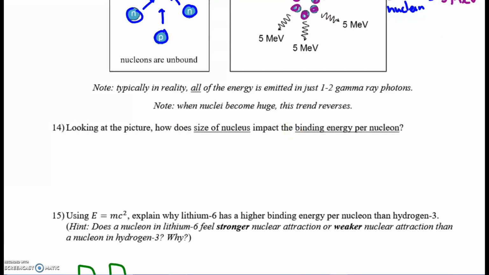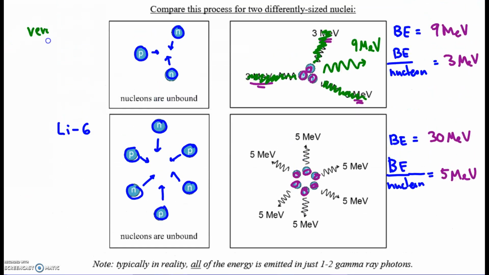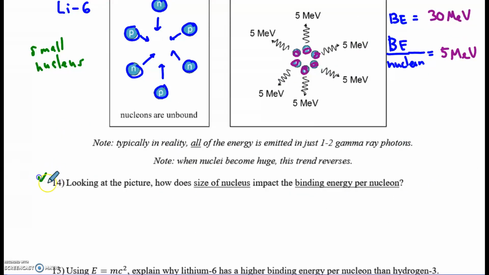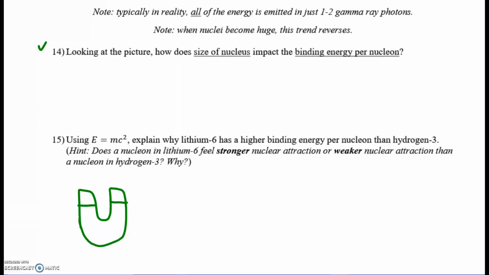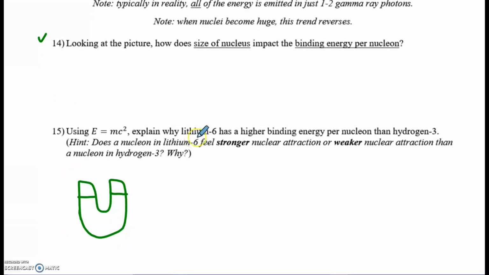So looking at the picture, when you compare this very small nucleus to this small nucleus, what's the pattern? As you increase the size, how does that change the binding energy per nucleon? Answer 14. Well, as you get bigger, what happens to the binding energy per nucleon? Then I want you, using E equals mc squared, to explain why that bottom nucleus, the lithium-6, has a higher binding energy per nucleon than the top one, which is hydrogen-3.